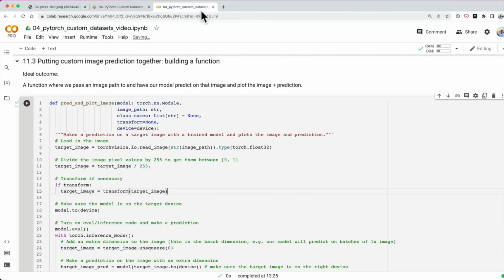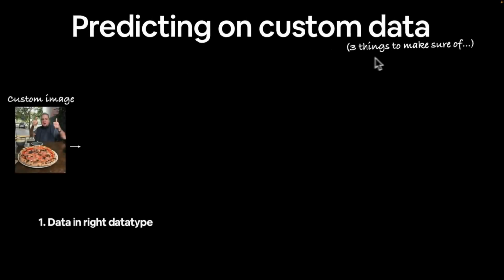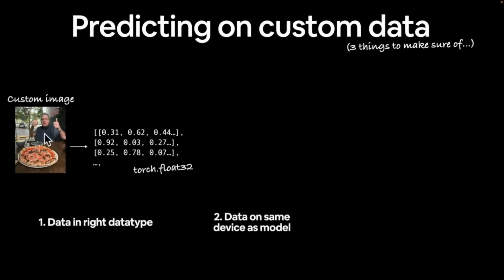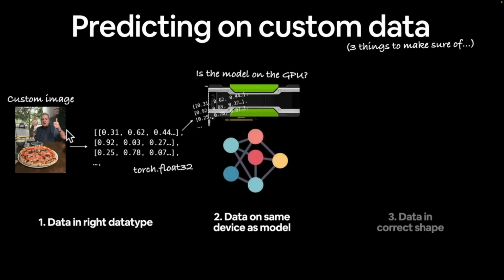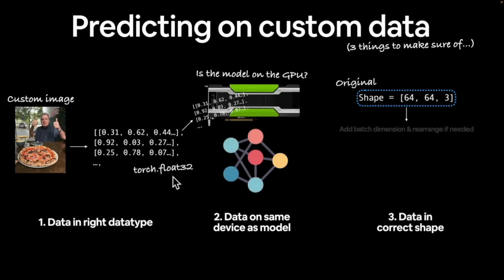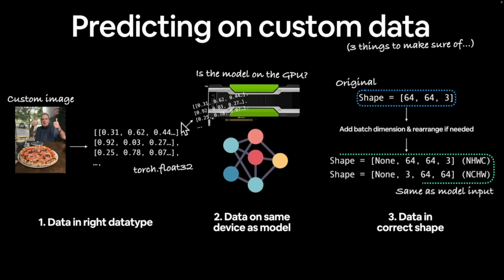So let's get out of this. To summarize, I've got a colorful slide here, but we've already covered this. Predicting on custom data. These are 3 things to make sure of, regardless of whether you're using images, text, or audio. Make sure your data is in the right data type. In our case, it was torch float 32. Make sure your data is on the same device as the model. So we had to put our custom image to the GPU, which was where our model also lived. And then we had to make sure our data was in the correct shape. So the original shape was 64:64:3. Actually, this should be reversed because it was color channels first, but the same principle remains here.